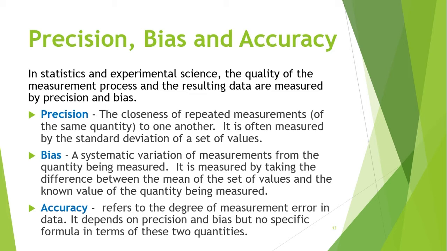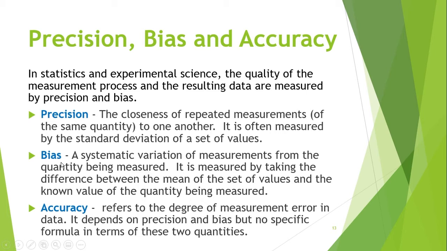Precision, bias, and accuracy. Ano ba to? In statistics and experimental science, the quality of the measurement process and the resulting data are measured by precision and bias. Now, what's the precision? Pag sinabing precision, it is the closeness of repeated measurements of the same quantity to one another. It is often measured by the standard deviation of a set of values.